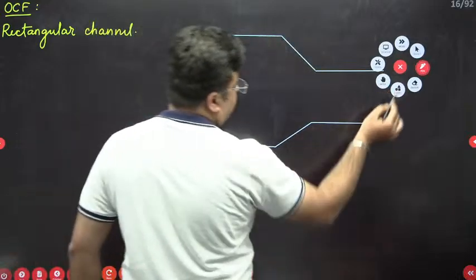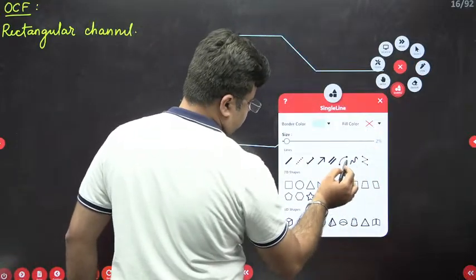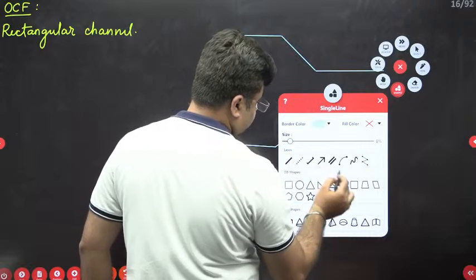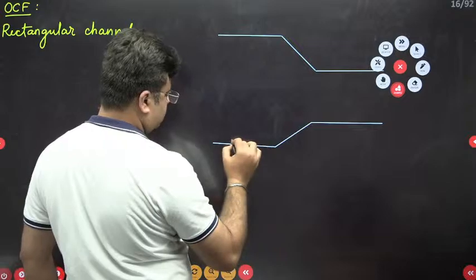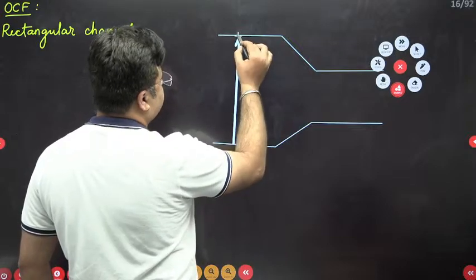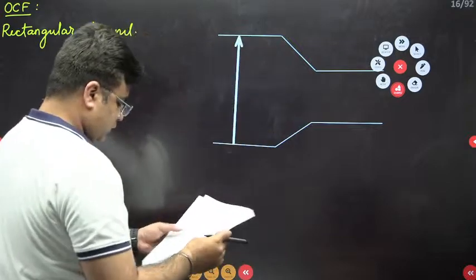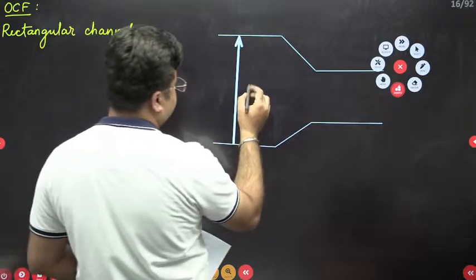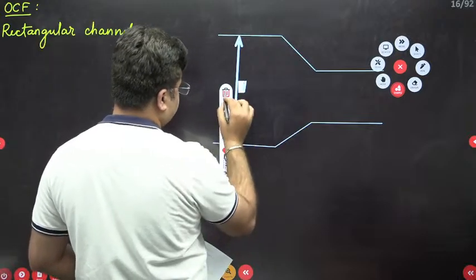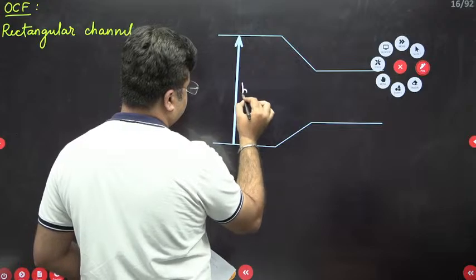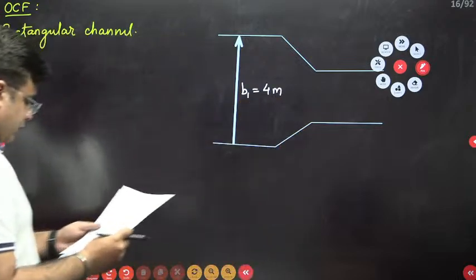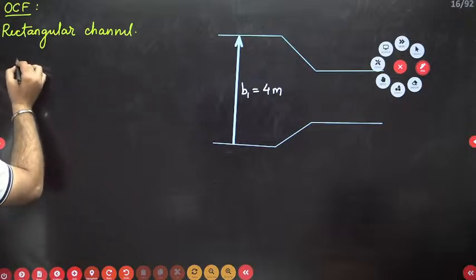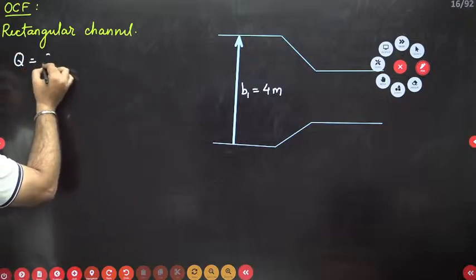This width is given to you as 4 meters. This B1 is 4 meters. Discharge is given to you as 2 meter cube. Q is 2 meter cube per second.